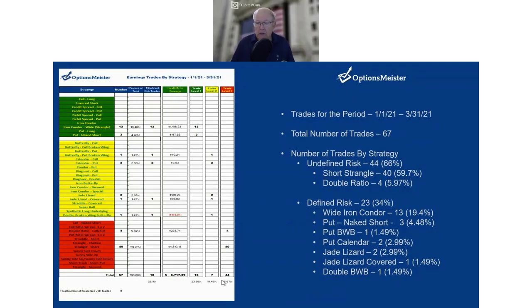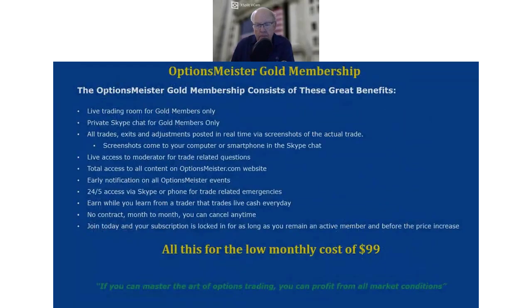We did 3 naked short puts, only 1 broken wing put butterfly, a put calendar, which was a buy to open. I guess all but 2 were sell to opens. Jade lizard, a covered jade lizard, and double broken wing butterfly. So that's the breakdown of the strategies. And if you do download the PDF, you can review that at your own time.